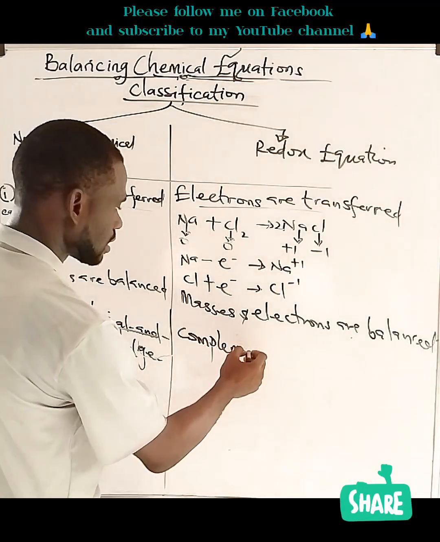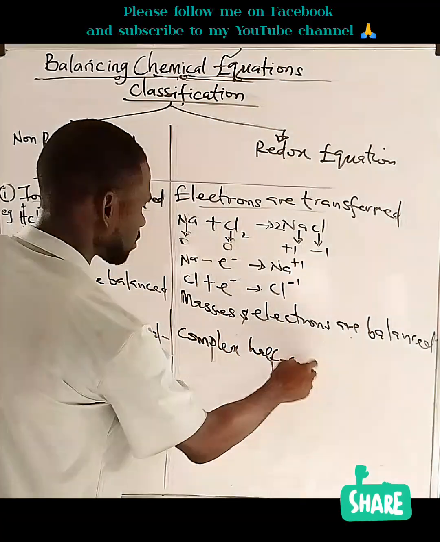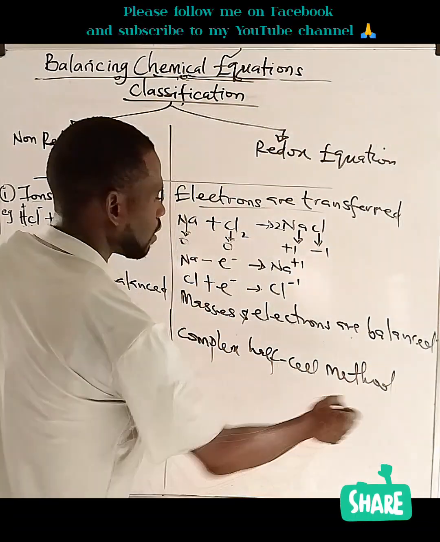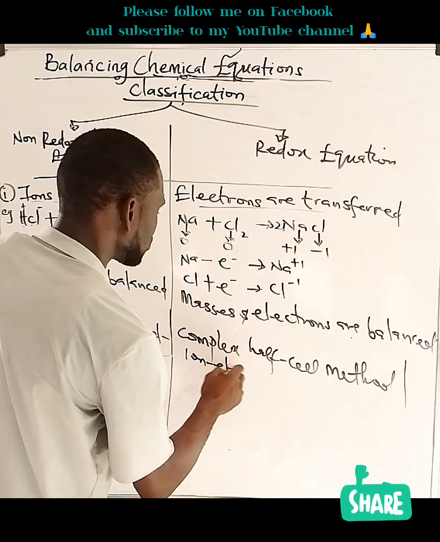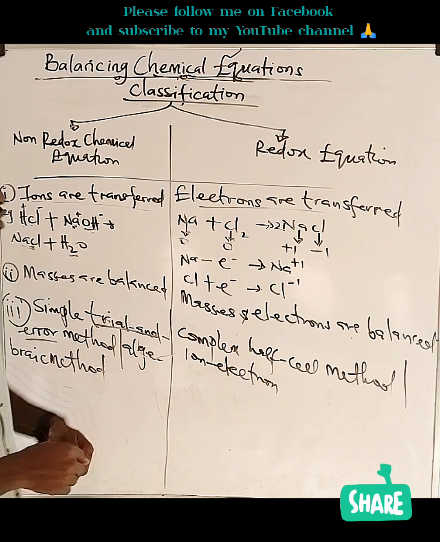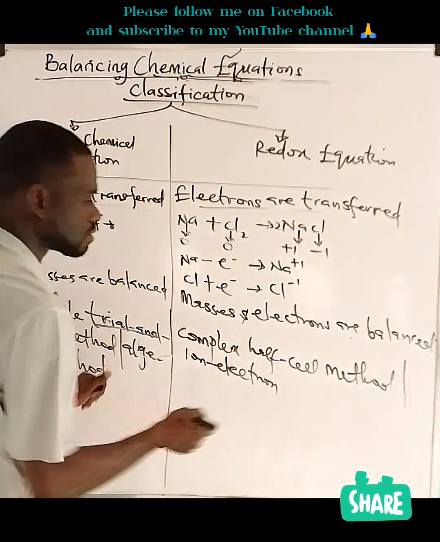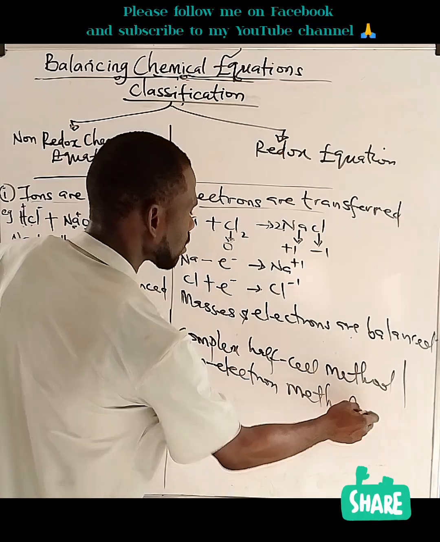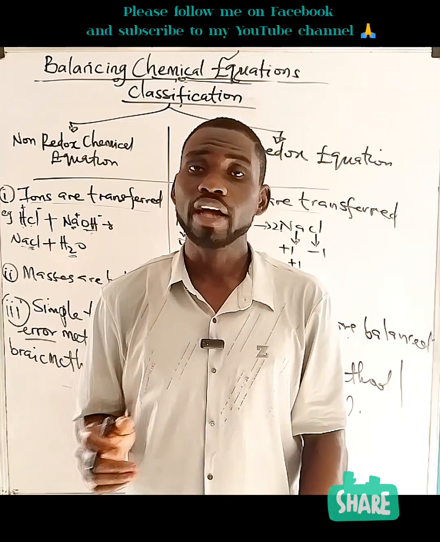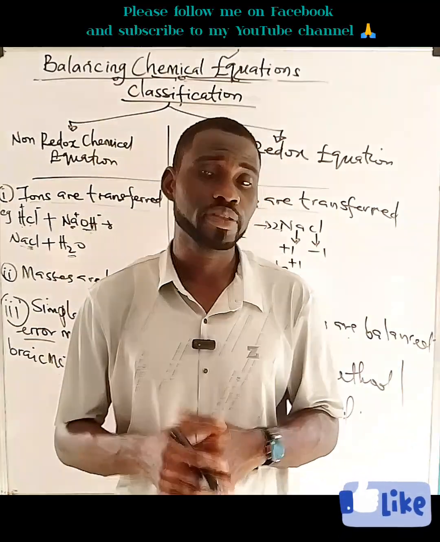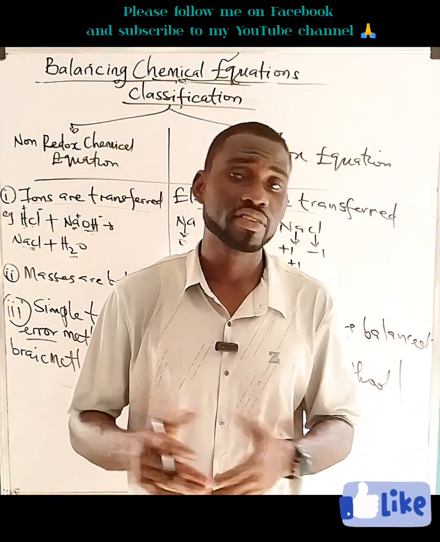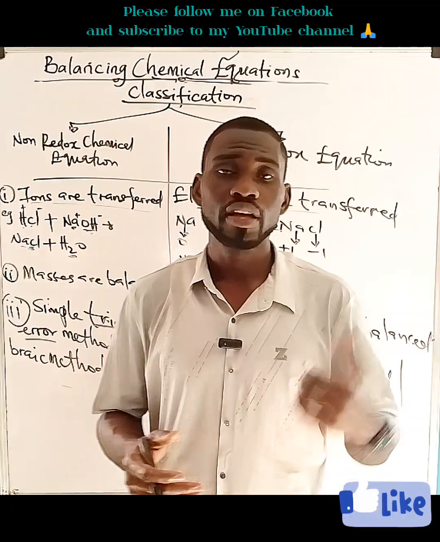Now, the complex half cell reaction method, or the ion electron method, is for far more complex redox equations. We're going to be looking at that. So we use the complex half cell method or ion electron method, and all those methods are complex compared to the non-redox chemical equation. So at this very point, you're going to be drawing the curtain on this very lesson. You're done with the history and classification of various chemical equations. Next lesson, you're going to be looking at how to balance various chemical equations, starting with the non-redox chemical equations.